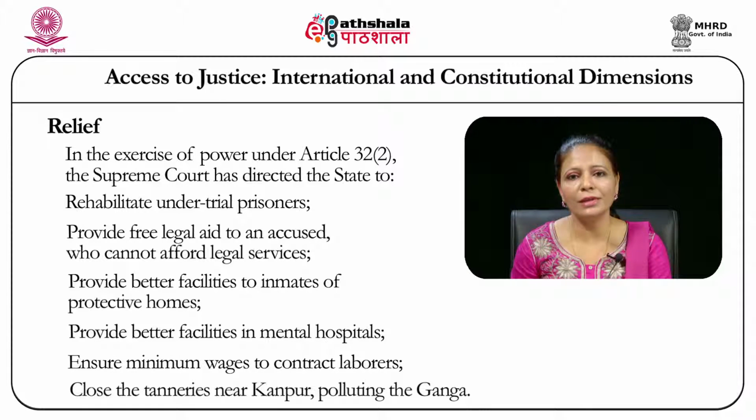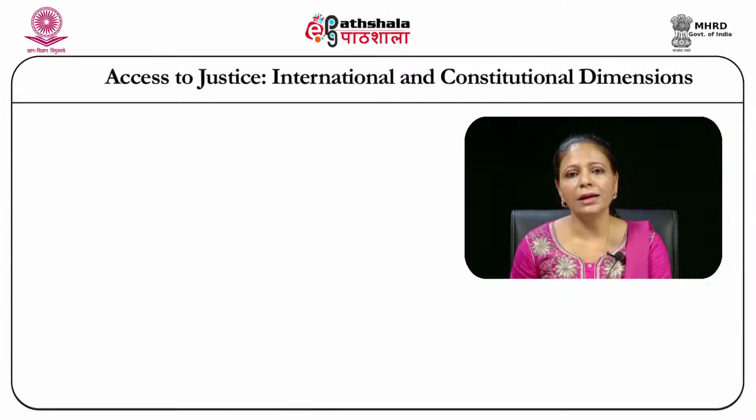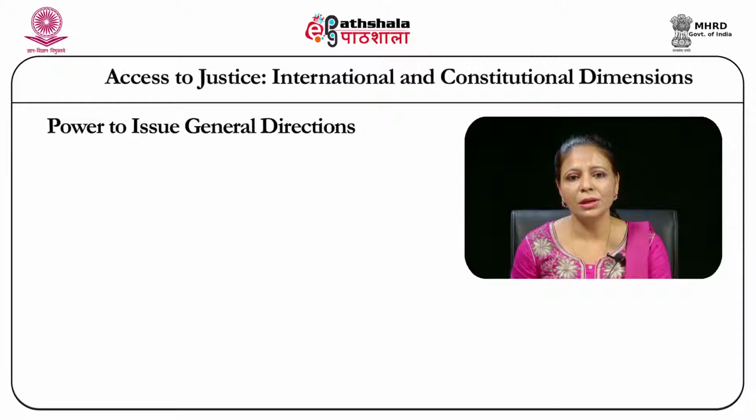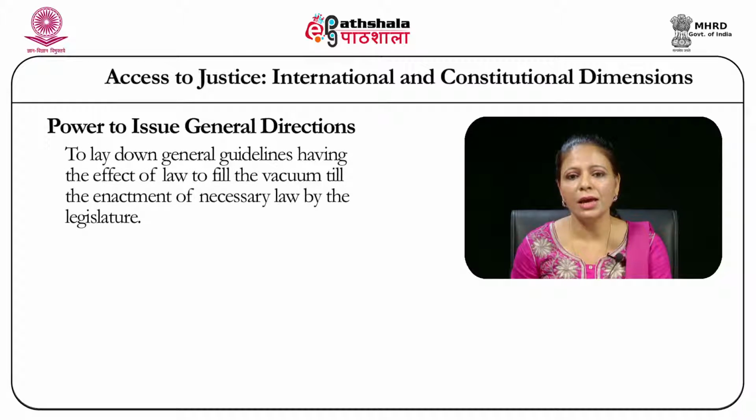Mehta versus Union of India, etc. Under Article 32, the Supreme Court has the power to issue general directions. While the basic purpose of Article 32 is to give relief to an aggrieved person whose fundamental right has been infringed, the court has used this article, read with Articles 141 and 142, for a much wider purpose than that, which is to lay down general guidelines having the effect of law to fill the vacuum till such time the legislature steps in and makes the necessary law.